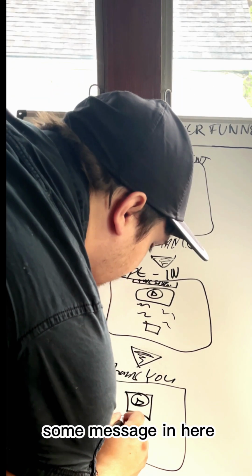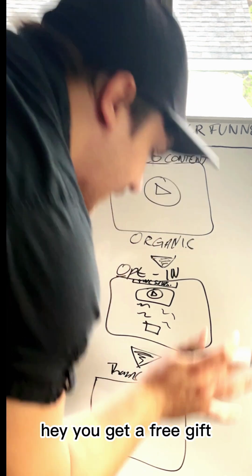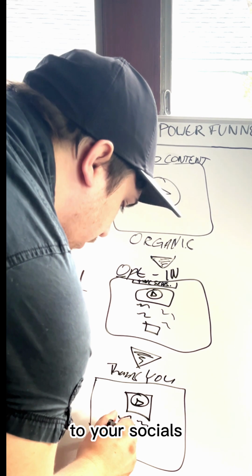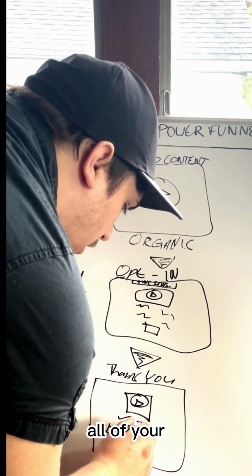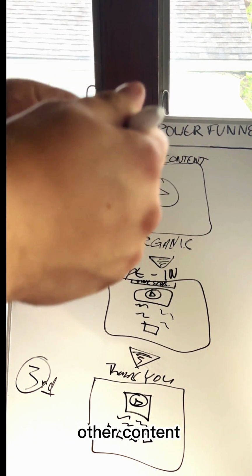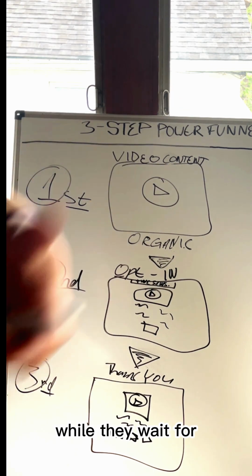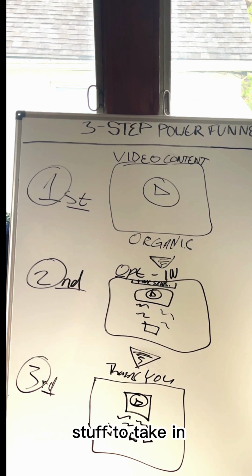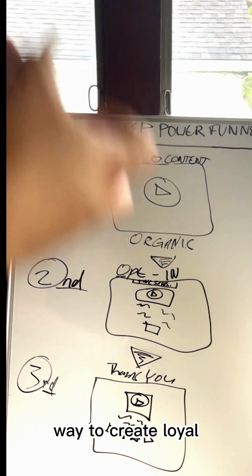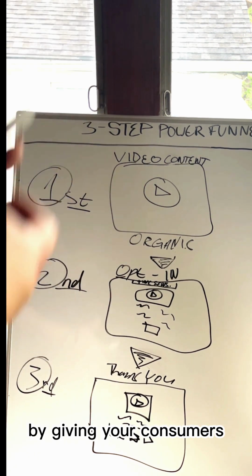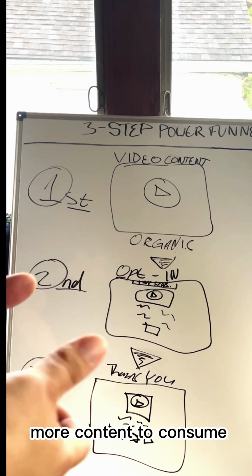Maybe also have some message in here like, hey, you get a free gift in your email. And then also make sure you have all the links to your socials. Ask them to follow you on all of your social medias. Ask them to drop by and leave a like, check out some other content. In the meantime, while they wait for their meeting, while they wait for their product to ship, give them some other stuff to take in. This is another amazing way to create loyal, raving fans, is by giving your consumers more content to consume.